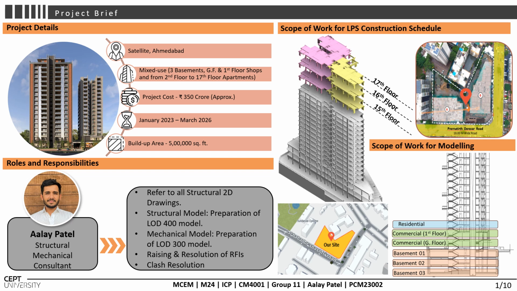We have selected a mixed-use project located at Satellite, Ahmedabad, Gujarat. The development includes three basements, a ground floor, a first floor dedicated to commercial shops, and residential apartments from the second to 17th floor. The project spans a total built-up area of 5 lakh square feet with an estimated cost of rupees 350 crore. The construction commenced in January 2023 and is expected to be completed by 2026.